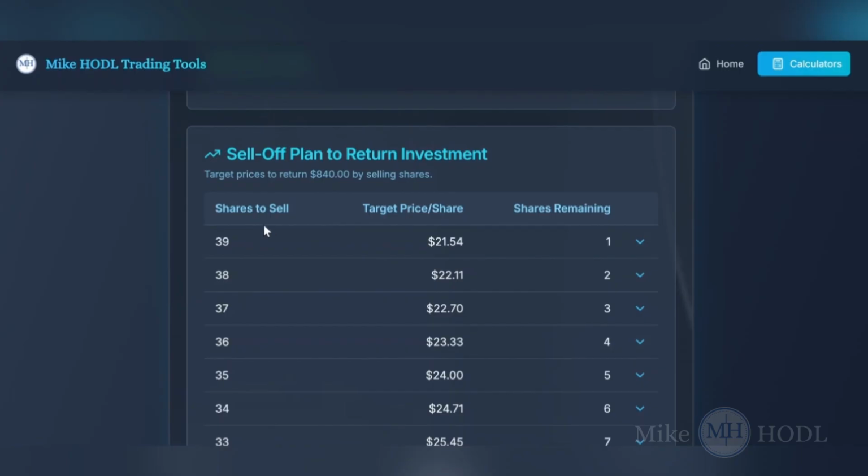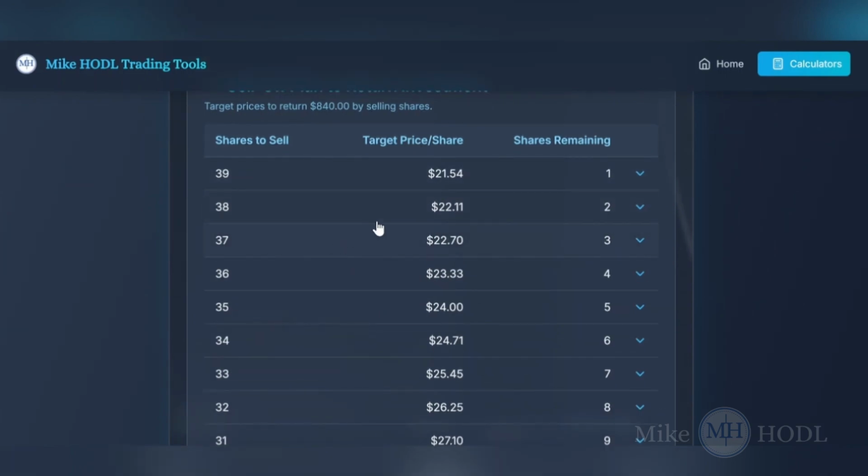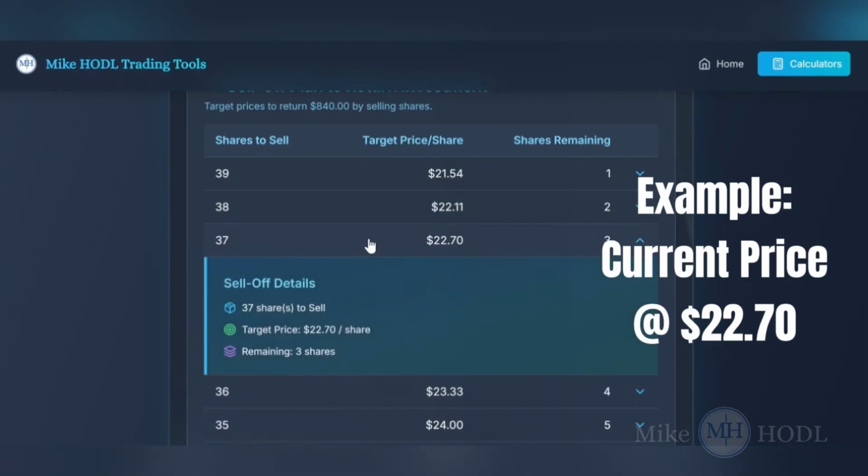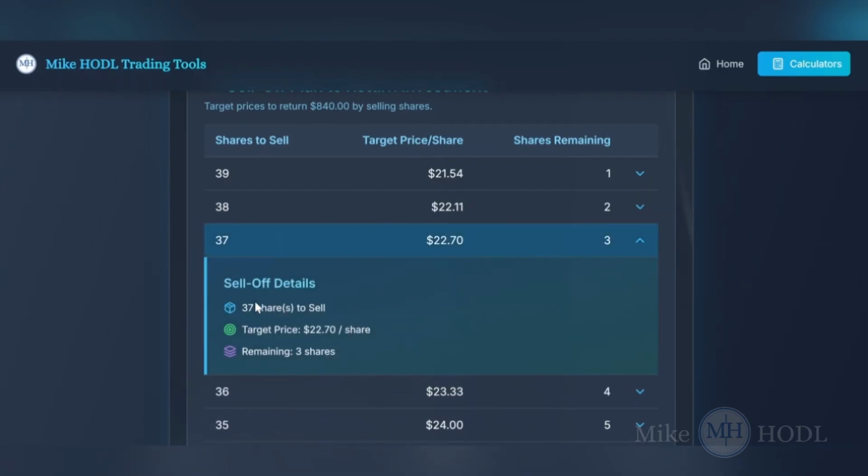So if we look here, it starts with the most shares you need to sell. The original position will be 40. It goes down to 39, 38, 37, and so on. So if we just scroll down, and let's say the current price is trading at about $22.70. We'll come here, we'll click on this section.